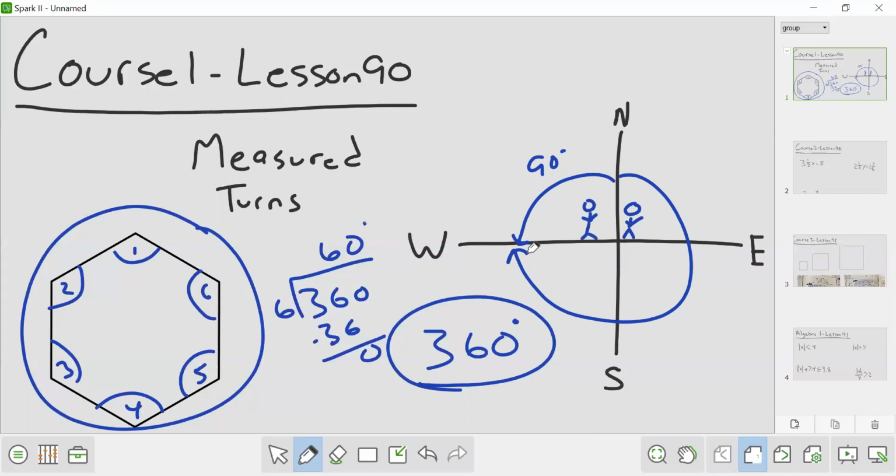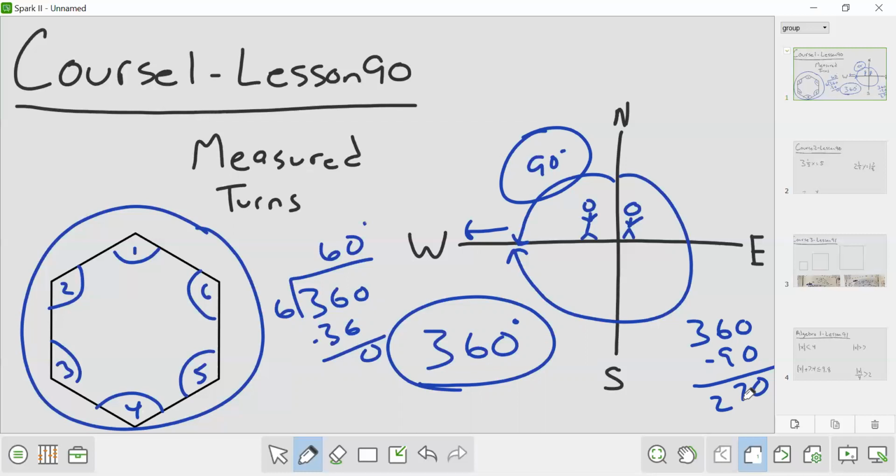What math would you do? Yeah, this guy, we already know, turned 90 degrees and is facing this direction now. This guy turned all the way around the other direction. How many degrees did he turn? Wouldn't I do 360 minus 90? Yes, right. And that would be 270. Okay, that makes sense?